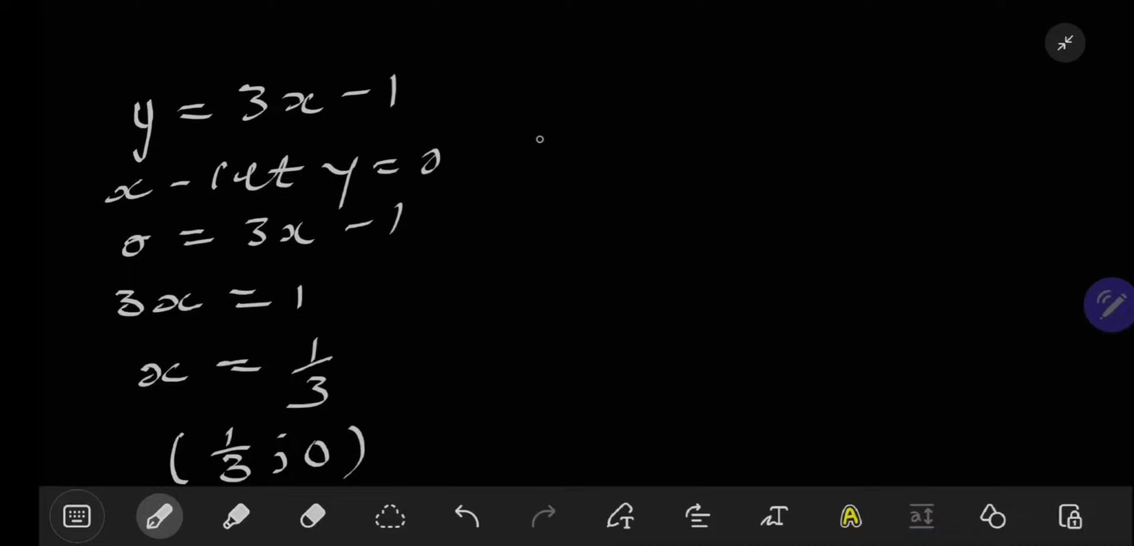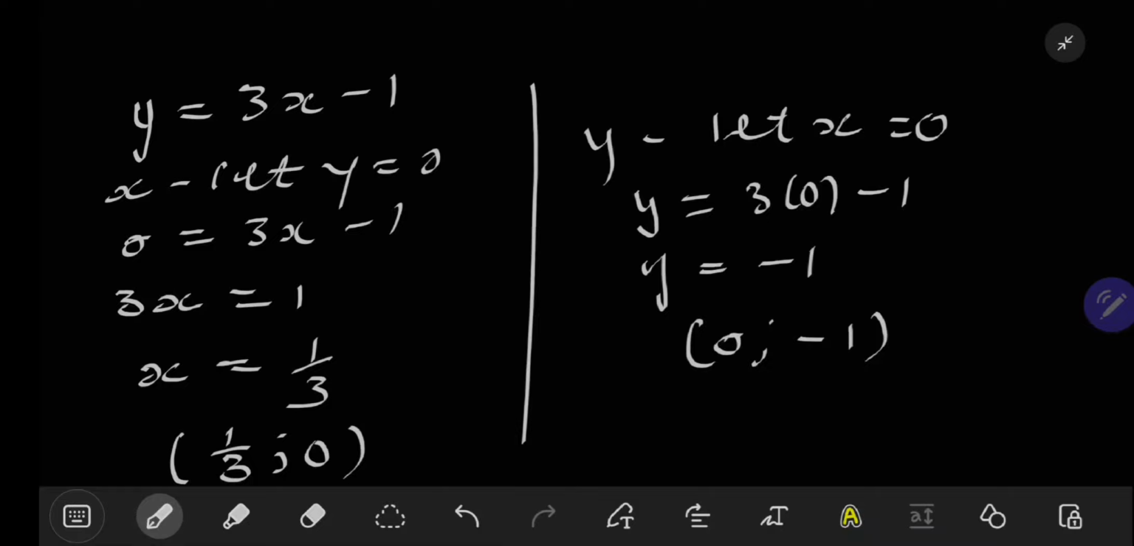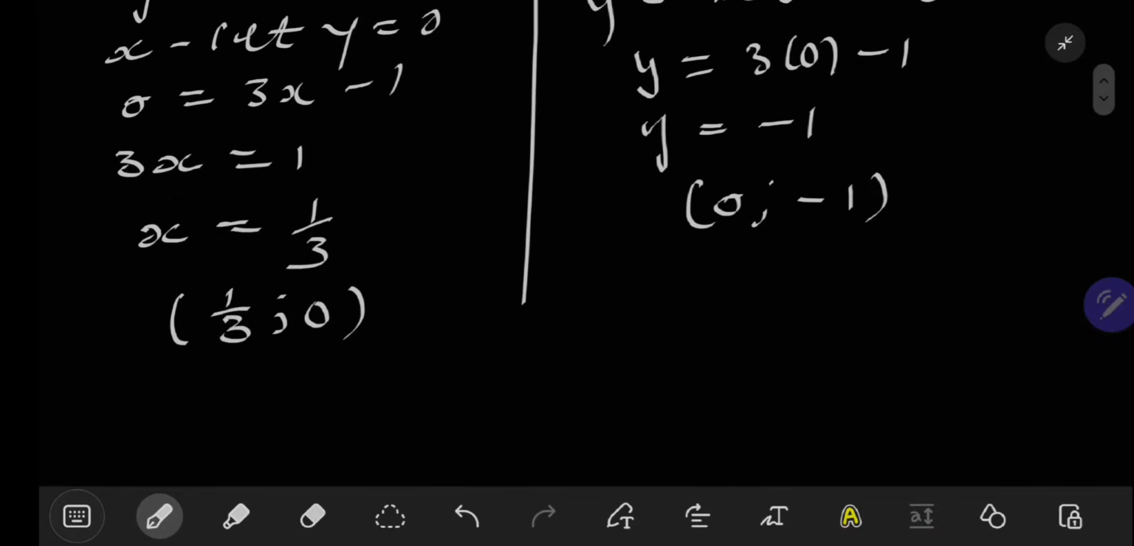For the y-intercept, we let our x value be equal to 0. Then our y becomes 3 times 0 minus 1, which is -1. In coordinate form, it's (0, -1). So we have the points that we can use to sketch the graph of this straight line. We can sketch this, and then we can also determine the coordinates for the inverse function.